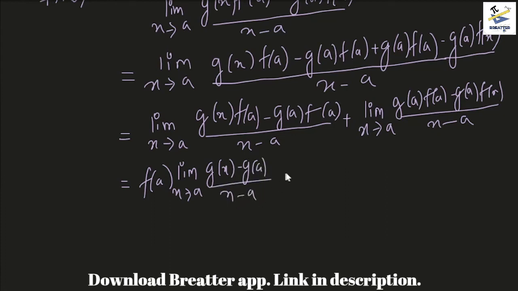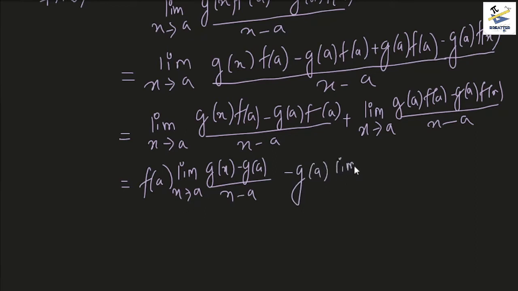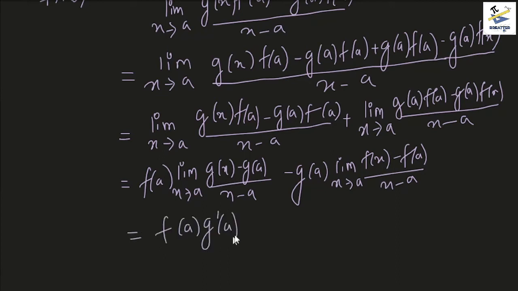Similarly, we can take minus g(a) common here, and we can write limit x tends to a, f of x minus f of a by x minus a. Now if you remember, this was the definition for the derivative of the function at point a, right? So f of a into g dash a minus g of a into f dash a. This would complete the derivative section for this one.